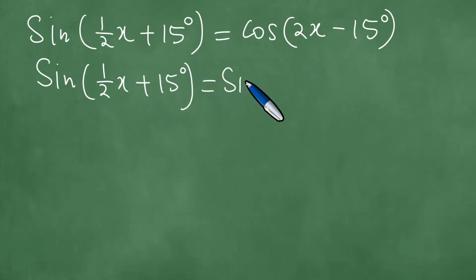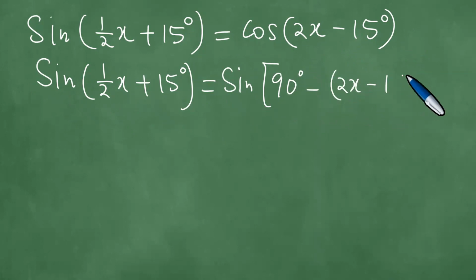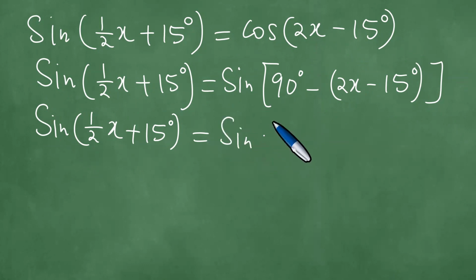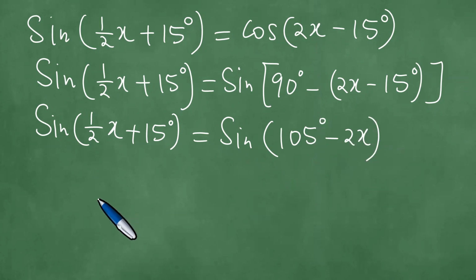And this is the trigonometric sine of 1/2 x plus 15 degrees is the sine of 90 degrees minus twice x minus 15 degrees. The sine of 1/2 x plus 15 degrees. Right, so we have 90 plus 15, which is exactly the sine of 105 degrees minus twice x.